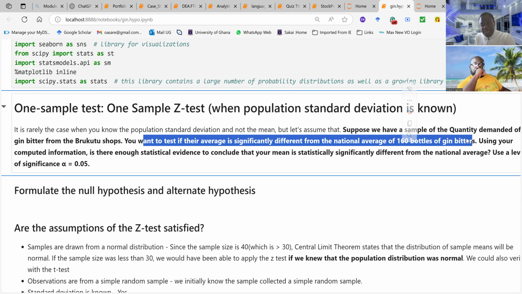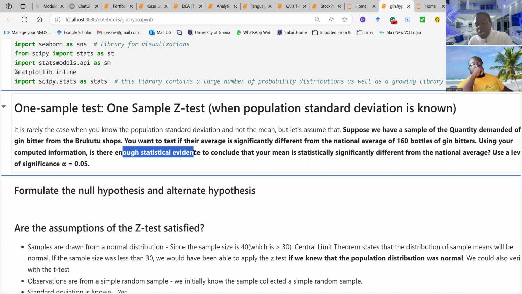You want to check whether your mean is equal or statistically different from the national average of 160. The national average of 160 means that the national average that is taken every single time is 160. Use your computed information to check whether there is enough statistical evidence. In other words, do you have statistical power to conclude that your mean that you're about to find is statistically significantly different from the national average of 160? Is it significantly far away from it?